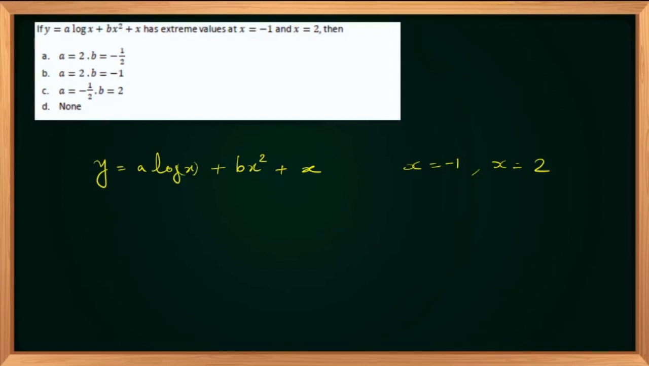Simple, right? What is the extreme values? So we need to find the derivative, right? Extreme values, to find dy by dx. dy by dx is equal to a by x plus 2bx plus 1. Correct?